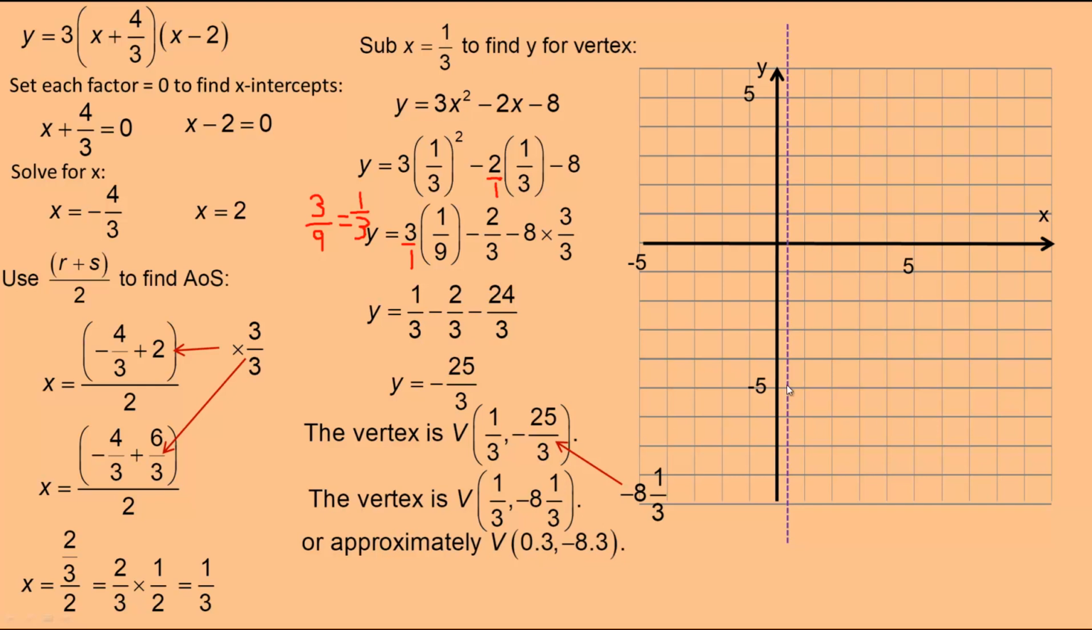So this is minus 5, so over 1/3, or 0.3. 6, 7, see, that's 8. And then 1/3 the way from here to here. So about right there would be where the vertex is.